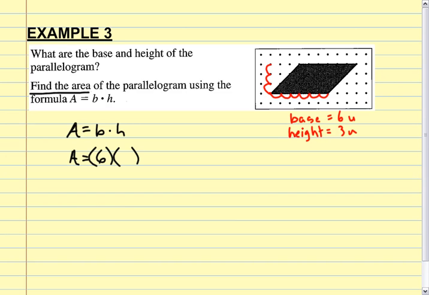And then how about the value for the H, John? 3. Okay. Now, John, what's the area of that parallelogram? 18 what? It's not 18 units, because 18 units would represent a length. What is it, Casey? 18 units squared. It's 18 units squared, or square units.